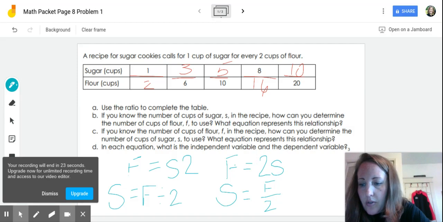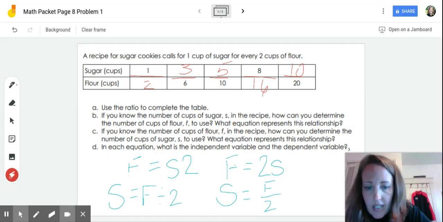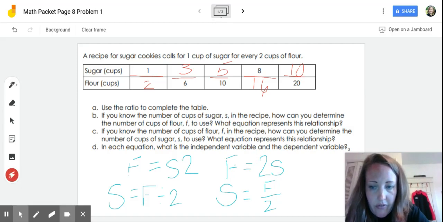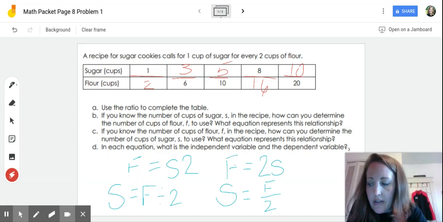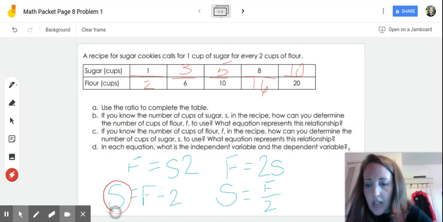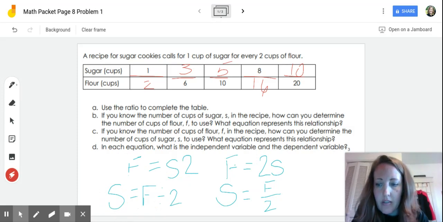Interestingly, in this equation, right here, the flour is the dependent variable. And in this one, the sugar is the dependent variable. The flour depends on the sugar here. And in this one, the sugar depends on the flour. So it kind of reverses.